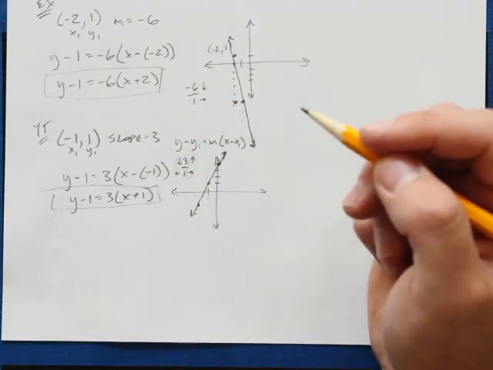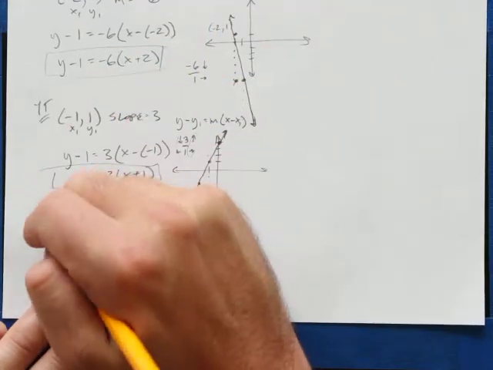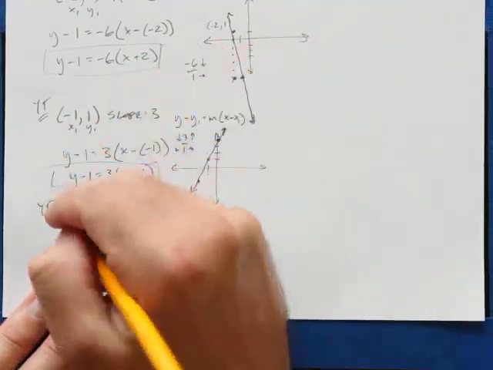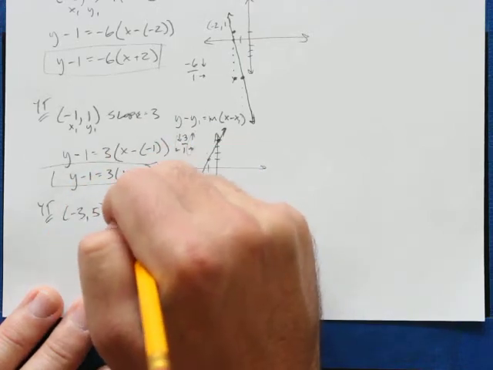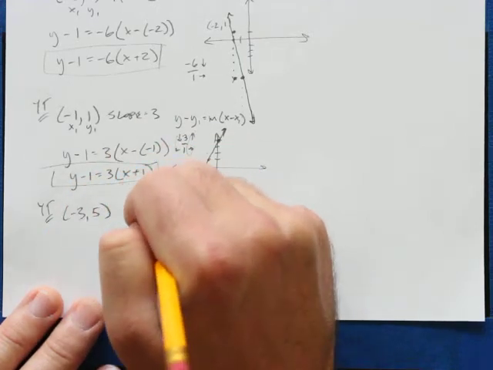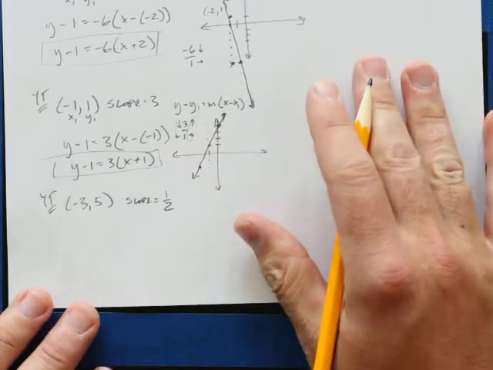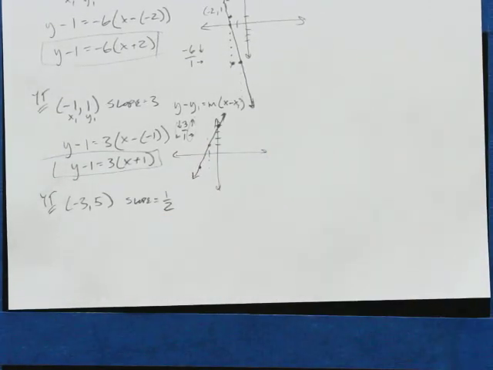Okay. One more you try. Negative 3, 5 is my point, and my slope is 1/2. All right, write this in point slope form and graph it. All right, go.